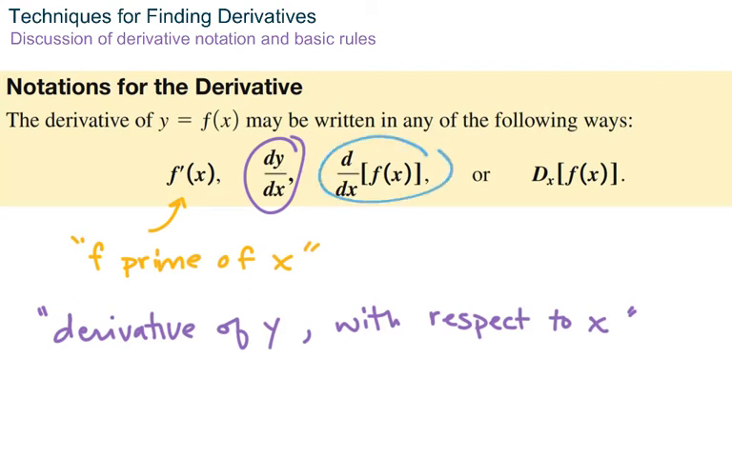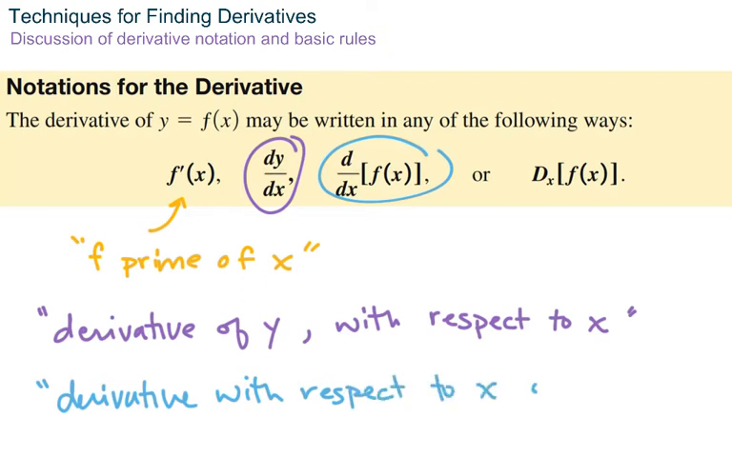The third notation here, that is the derivative with respect to x of the function f of x. And the fourth notation is just a different way of writing that, d/dx. So noticing the difference here, in purple I have this circle, dy over dx. That is the derivative of y with respect to x. Whereas here we have the derivative with respect to x of the function. And the function is y, so it's kind of like sliding that right there into the numerator.